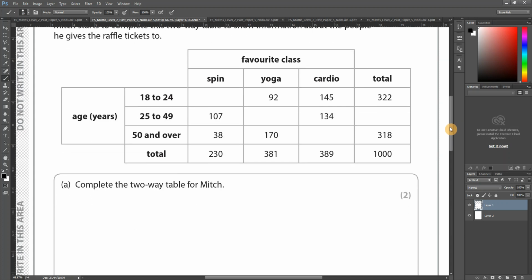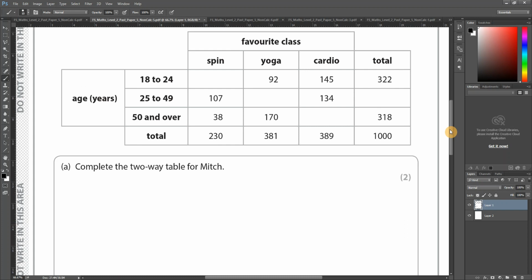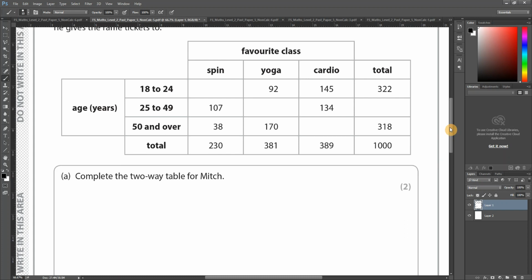2 marks. Part A. So hopefully you know, or hopefully you've seen a two-way table before. So obviously you have totals going this way, and you have totals going this way as well. So you just have to fill in the blanks. So for example, let's do this one right here. I'm going to add the 322 plus 318. Let's add these two together, and then I'm going to take it away from the 1,000.